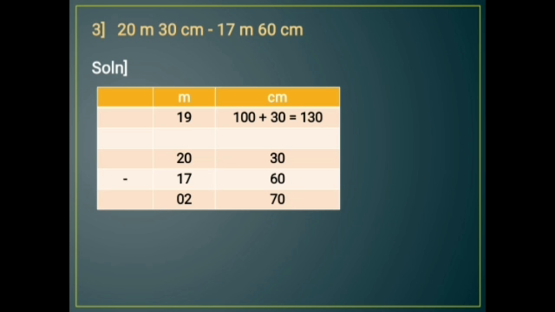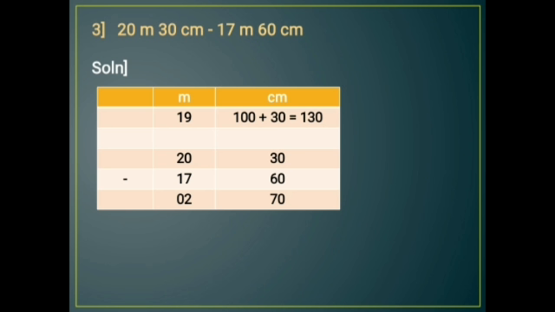Again we will draw the two columns. In meters it is 20 and in centimeter it is 30. Minus, in meters it is 17 and in centimeter it is 60. So 30 minus 60 we cannot do. So again we will borrow from 20. So 20 becomes 19 and 1 meter is equal to 100 centimeter.